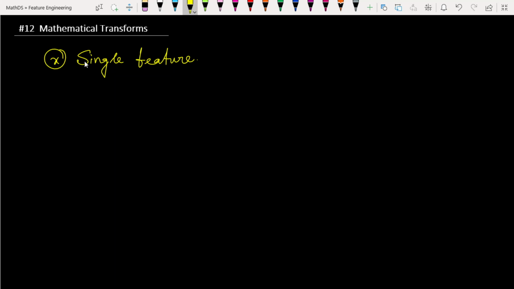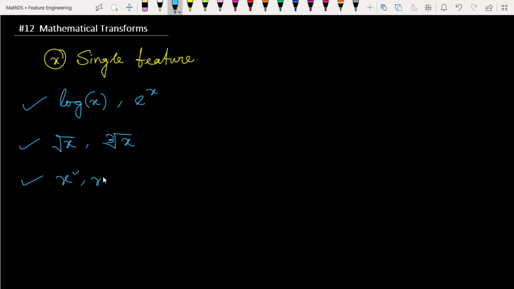features into some mathematical form. We may need log x, some kind of logarithmic transformation, or an exponential transformation, or a square root of x, or a cube root of x. Or we may need x square, x cube, x to the power 4, a polynomial kind of transformation.